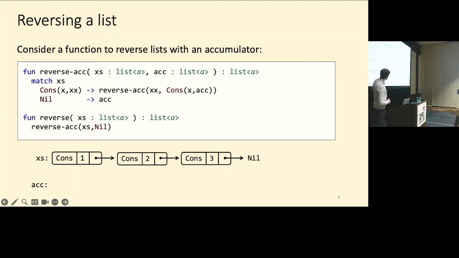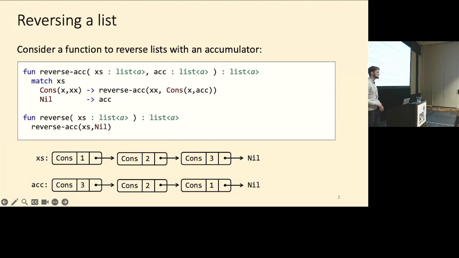If you do reverse, down here you can see what the memory looks like. You get a list xs, which corresponds to the list 1, 2, 3. And we create an accumulator, which is empty. Then we push the first cons cell onto this accumulator and do that recursively until we have the list 3, 2, 1 in memory for our accumulator. But what happens under the hood is that we have allocated a completely new list for the accumulator, and we still have the old list in memory.